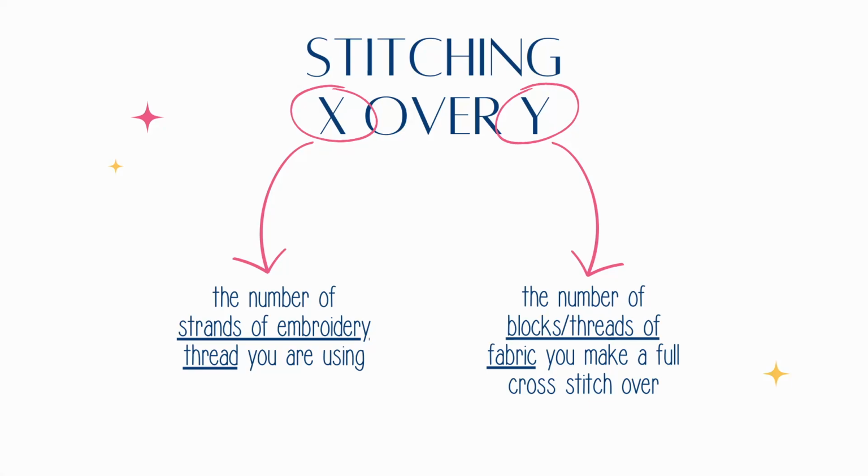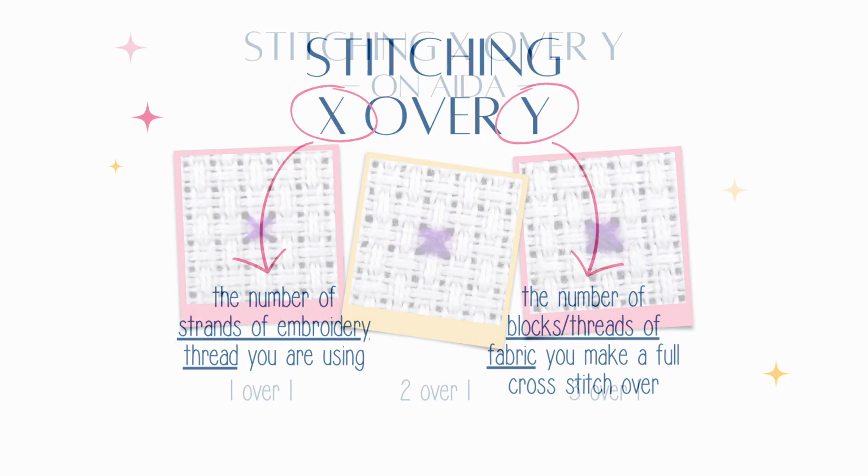When you hear stitching X over Y, what are those two components? X is the number of strands of thread that you're using, and Y is the number of blocks or threads of fabric that you're stitching over when you make a full cross stitch. So X is pretty straightforward, but let's explore Y a little bit more.